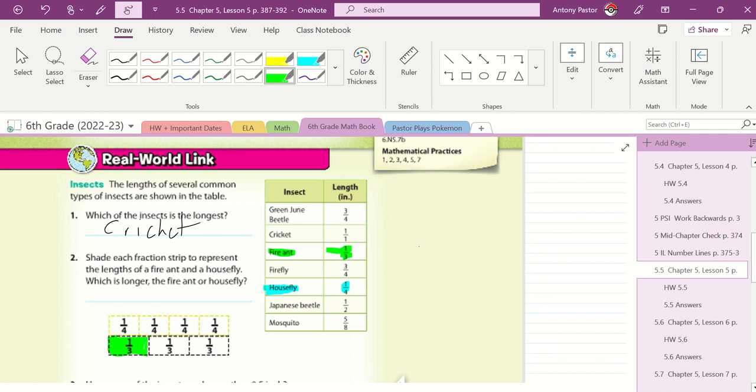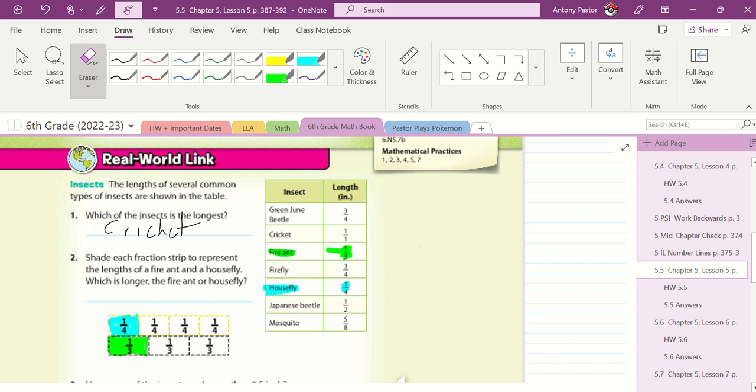The housefly is also represented here with a whole inch broken into fourths. 1, 2, 3, 4. The housefly represents one of these fourths, which is right here. Using this strip, I can compare that 1/3 is bigger than 1/4 because of this extra space right here. Therefore, the fire ant is longer than the housefly.